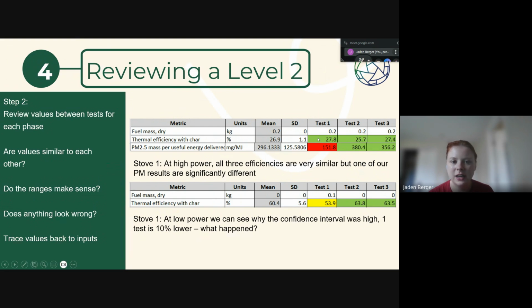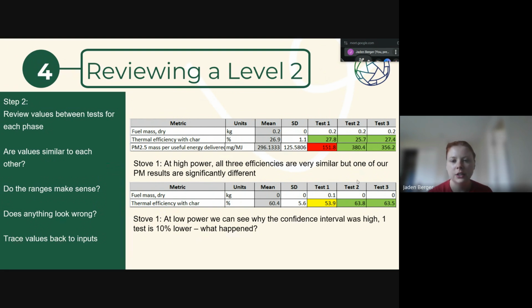So you can see here, if we look at our thermal efficiency for this stove, you can see that for test 1, test 2, and test 3, they're all really similar thermal efficiencies. So that's saying I can trust this thermal efficiency. All these tests had pretty similar results.